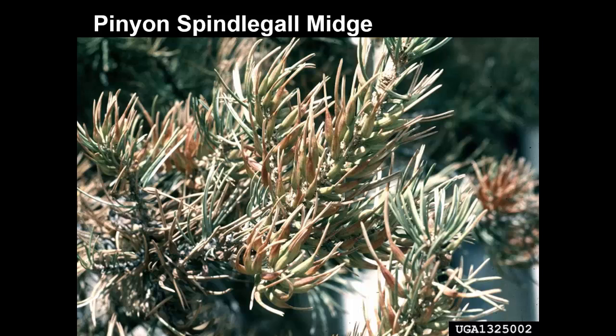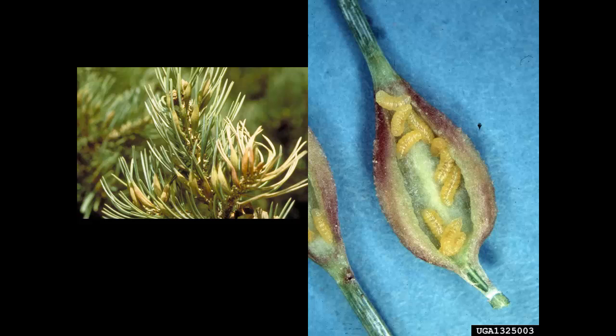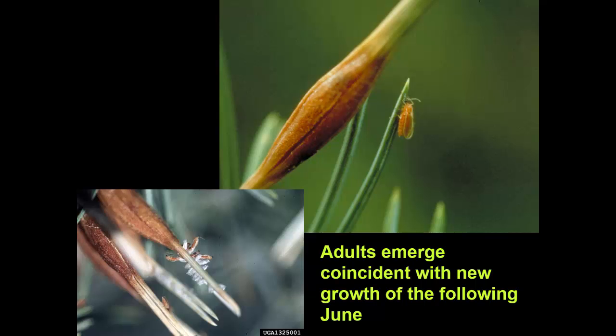Similarly, you could go to a pinion, and there's also another one that does this on ponderosa pine, where the base of the needle gets thickened. And this, in this case, would be the pinion spindle gall midge, and were you to look at the base of this unusually thickened needle, you will see a chamber within which there are developing midge larvae, developing fly larvae of this species. The adults will come out, and they will lay their eggs coincident when the new growth comes out.